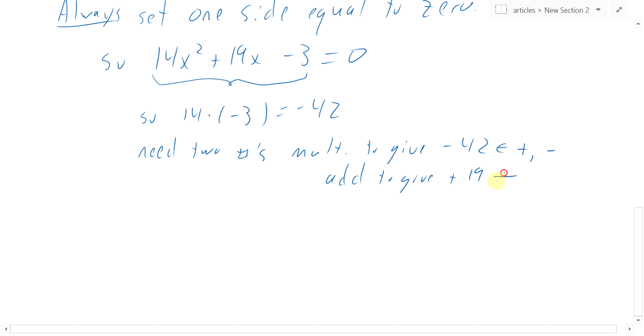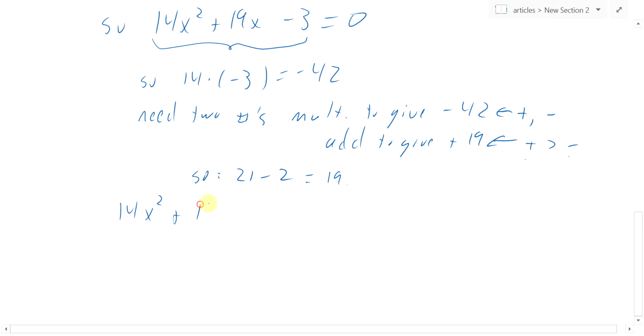What does that mean? The positive number has to be bigger than the negative number, right? If you add two numbers together, one positive, one negative, and you get a positive number, then the positive number has to be bigger. So my two numbers are 21 and negative 2. 21 minus 2, that equals 19. And 21 times minus 2 equals minus 42. Great.